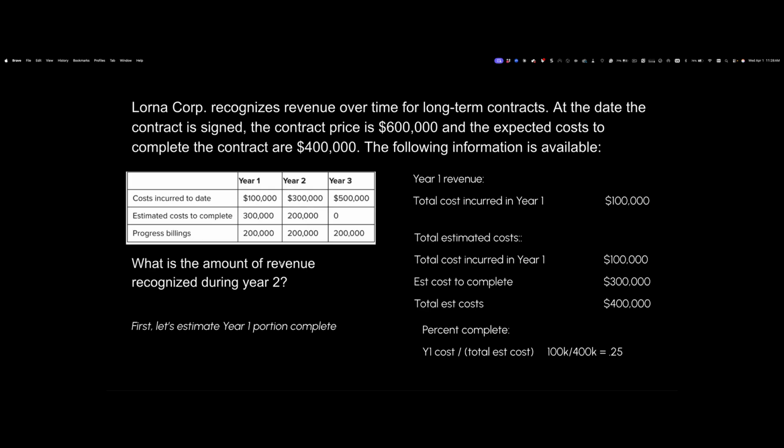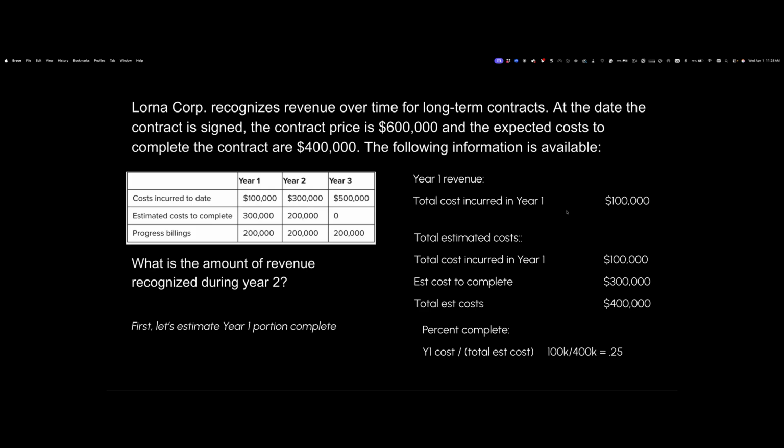The question is, what is the amount of revenue to be recognized during year two? And that requires that we first estimate the year one revenue, because when we do an accumulation of revenue and gross profit, we subtract everything that's already previously recognized. Let me show you.